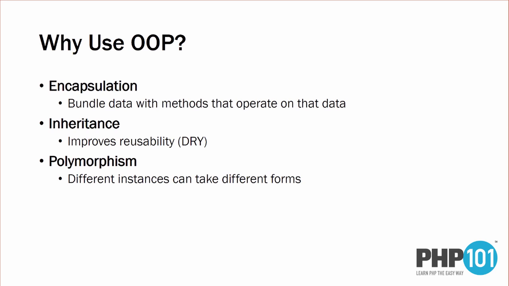You can simply extend it and then add to it what you want to add to it. It keeps you from, again, having to rewrite a bunch of code. Don't repeat yourself, and it improves usability and all that sort of thing. So inheritance is another reason why. The last one is what's called polymorphism. So different instances can take different forms.